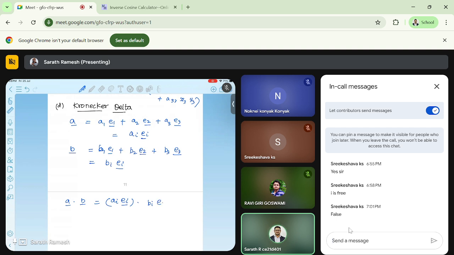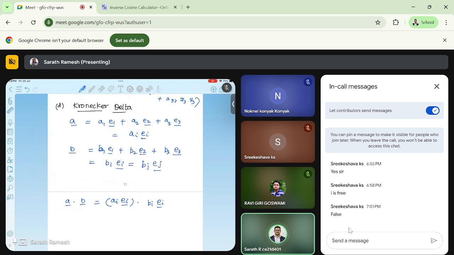Oh no, why? Because we said this index should not repeat more than 2 times, but here it's coming 4 times. So what do we need to do? We need to change this index. Instead of bi ei, I am going to write bj ej.